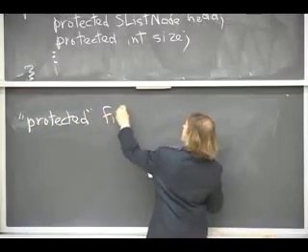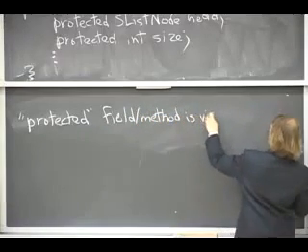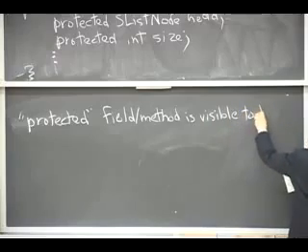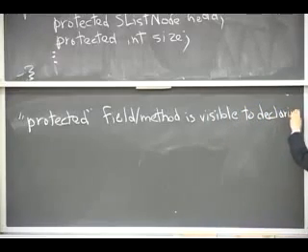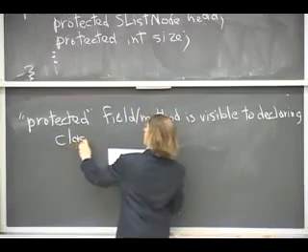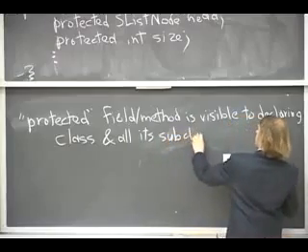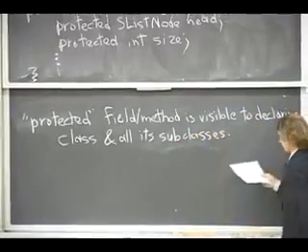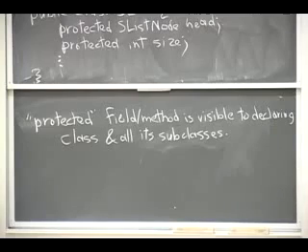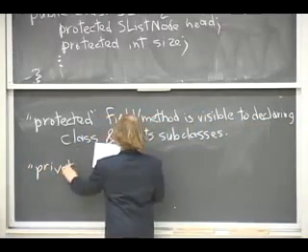Now, both fields and methods can be declared protected. A field or method that is protected is visible to the declaring class and to all its subclasses. So you should think of protected as being a level of protection that is between public and private. By contrast, private fields aren't even visible to subclasses.